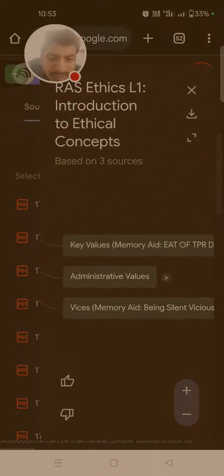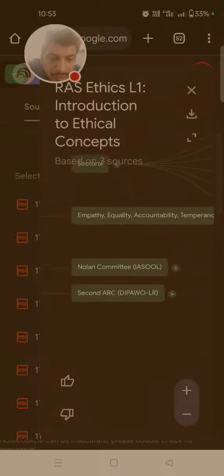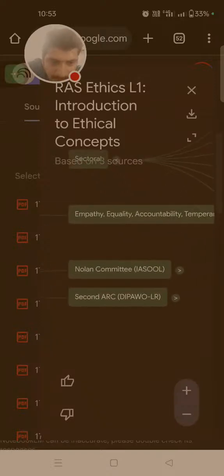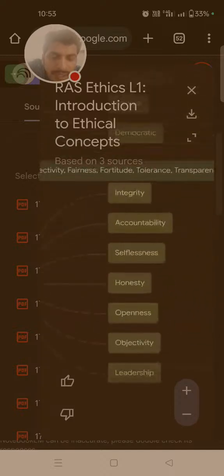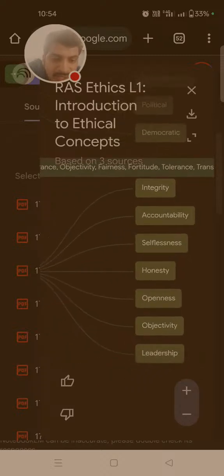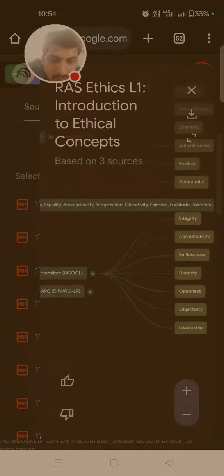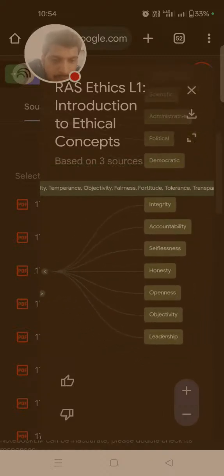Then what are the administrative values? The Nolan Committee gives seven types of values: integrity, accountability, selflessness, honesty, openness, objectivity, and leadership. The mnemonic is IAS HOOL. Integrity, accountability, selflessness, honesty, openness, objectivity, and leadership.